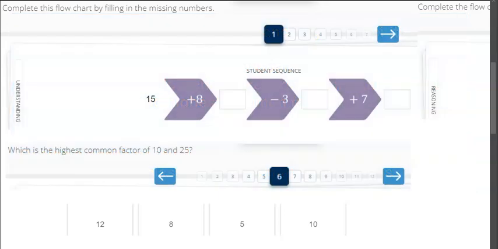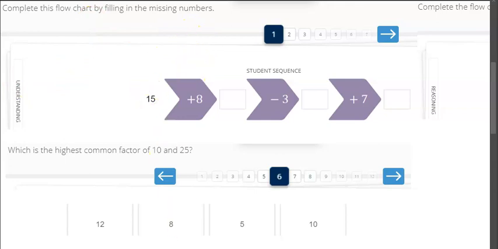I've gone ahead and grabbed a few examples, only 4 for this one because it's a relatively simple skill. Here we have a flowchart. Now remember, a flowchart is a chart of some sort that starts with a certain number and then a set of operations is applied to it to get a final result. So it's almost like multitasking maths. In this case, we're going to complete this flowchart by filling in the missing numbers.